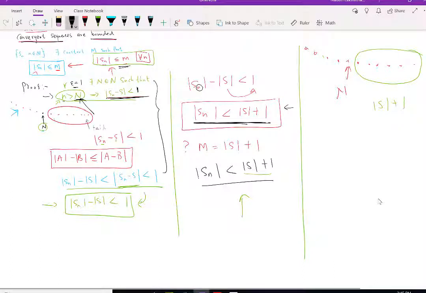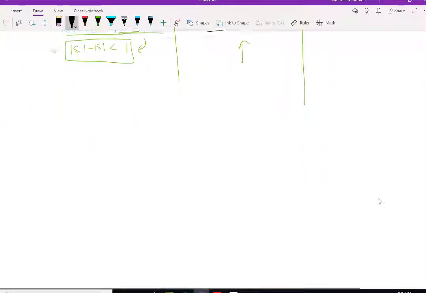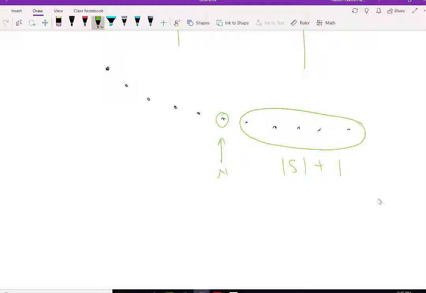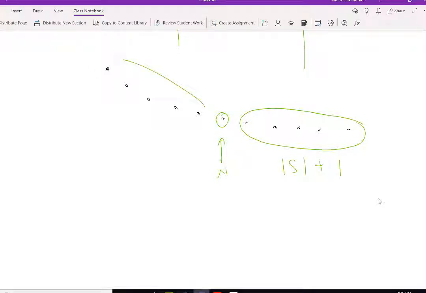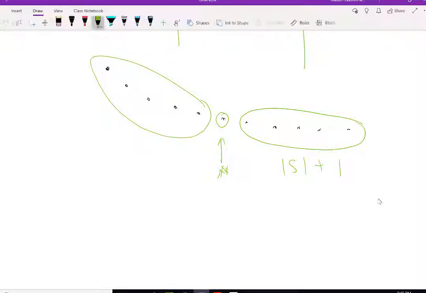Now think about 3 scenarios. Think about 3 types of sequences. Think about a strictly decreasing sequence. That means terms of the sequence are decreasing as you keep on writing. From what we have so far, we can say that every term that comes after capital N is definitely less than absolute value of S plus 1. But what is the largest of the terms that come before capital N? Well, the largest term could be the very first term, right? Because this is a strictly decreasing sequence.